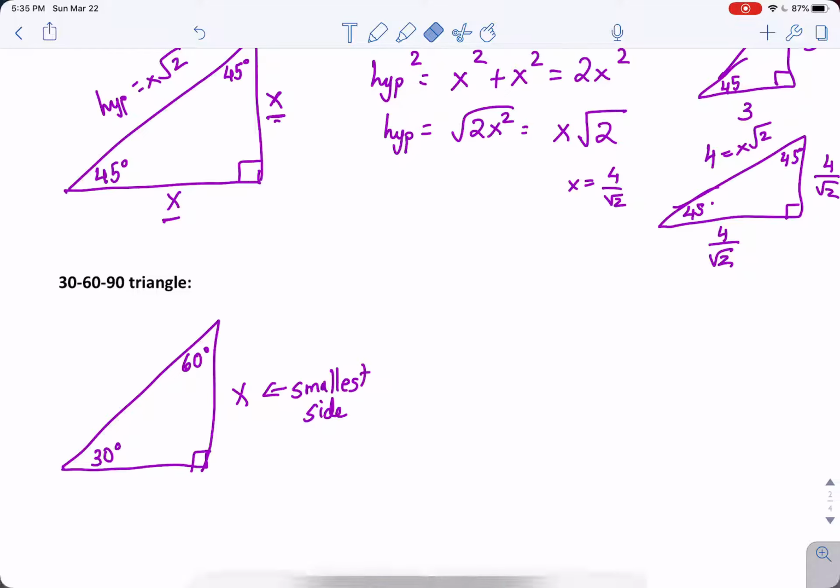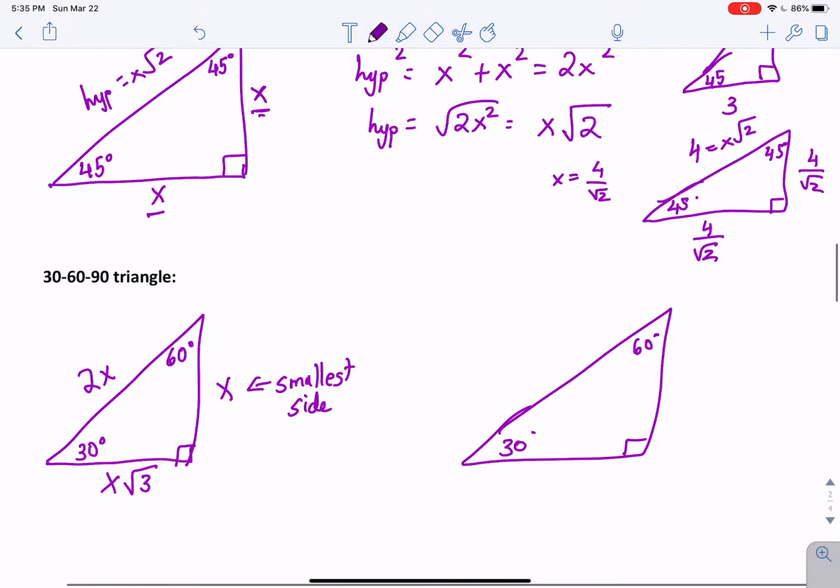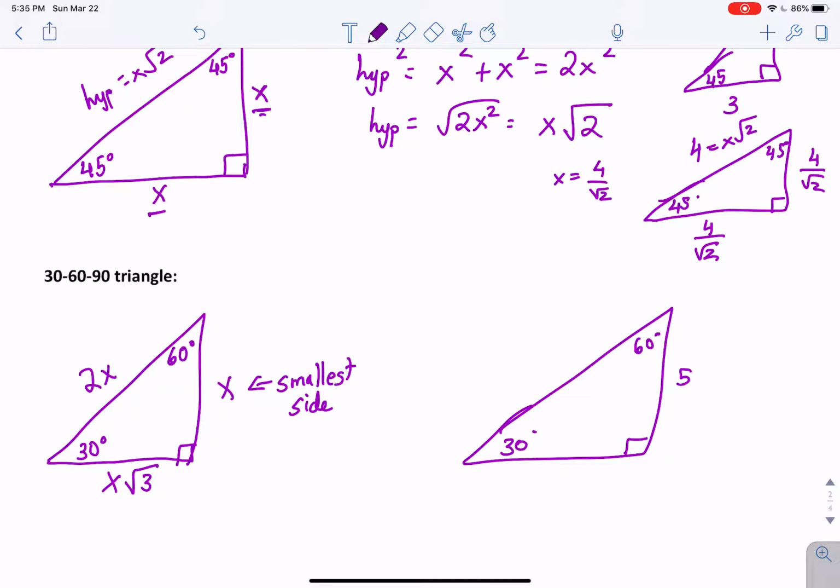Opposite the 60 degrees, that's going to be x times the square root of 3. And the hypotenuse is going to be 2 times x. That's the pattern here. So for example, if I know that I have a 30, 60, 90 triangle, and I know the side opposite 30 degrees is 5, then I know the side opposite 60 is 5 root 3.